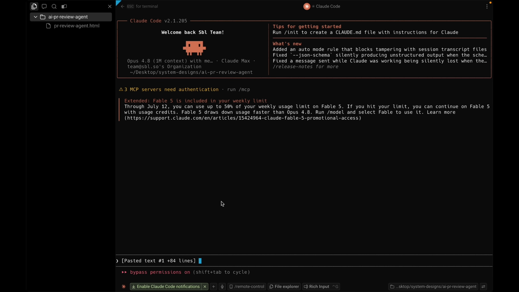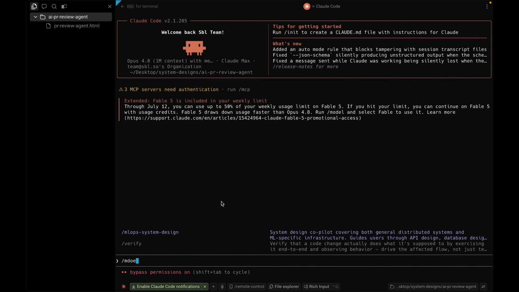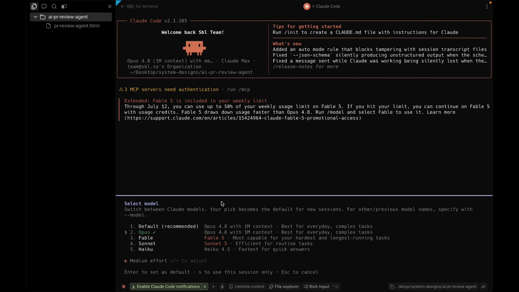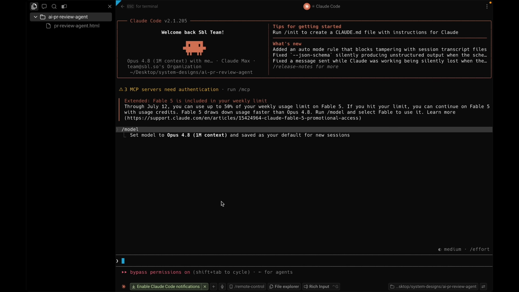Before I even submit it, I just want to make sure what model I'm using, and I'm 100% sure that it's using Fable, and yeah, it's using Fable. So I'm technically going to use Opus, and I'm going to paste this, and I'm going to do a very important thing over here.